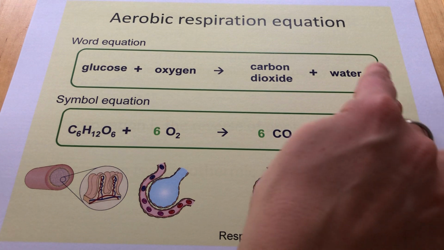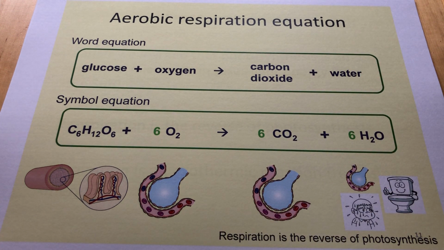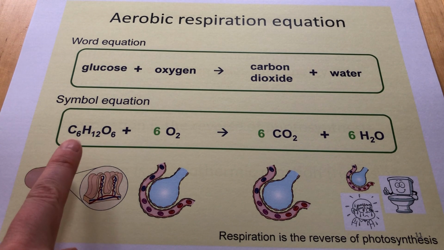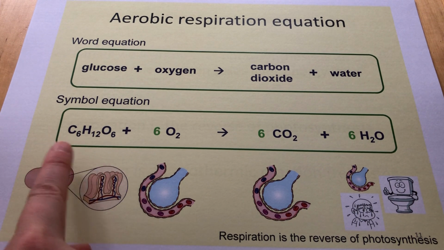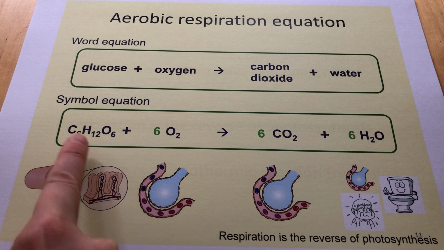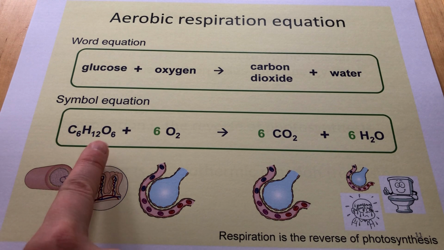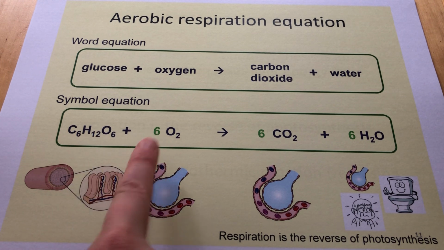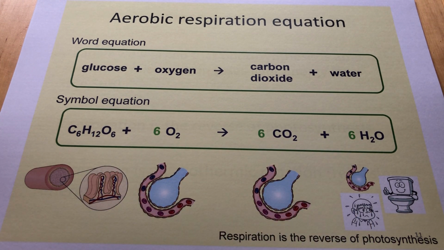Sometimes you see plus energy, but it's not really a thing, so it's not really a product. Again, simple equation, looks familiar. It looks familiar because it's the reverse of photosynthesis. We've got this glucose in here again. The 6 sandwich with the 12 as maybe the ham in the middle. You could think of it as a ham sandwich if you want. 6, 6, 6 in front of the small molecules for balancing.